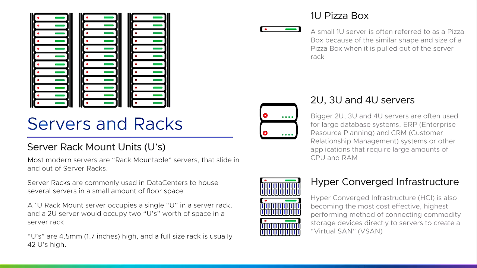You can also see bigger 2U, 3U and 4U servers for larger systems, things like ERP, Enterprise Resource Planning, CRM, which is Customer Relationship Management, and other applications that require large amounts of CPU and RAM. But the trend now is to move to a different model, which is called hyper-converged infrastructure.